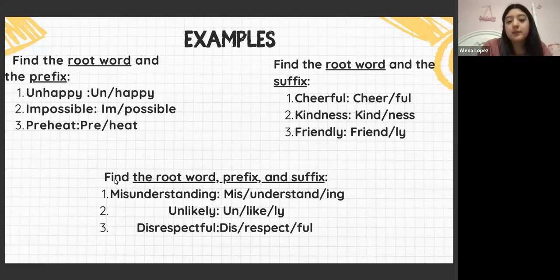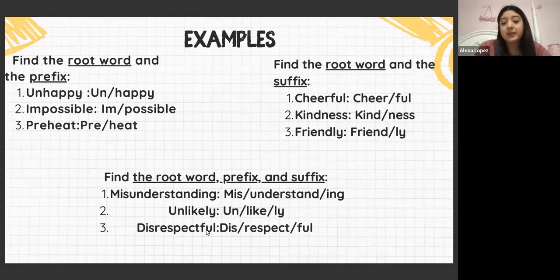Find the root word, prefix, and suffix. So sometimes they could be combined together. So for an example, misunderstanding, mis would be the prefix, right? And understand would be the root, right? And then ing would be the suffix. Okay, so let's do this one together. Unlikely. Un would be the prefix, right? Like would be the root word, and ly would be the suffix, okay?